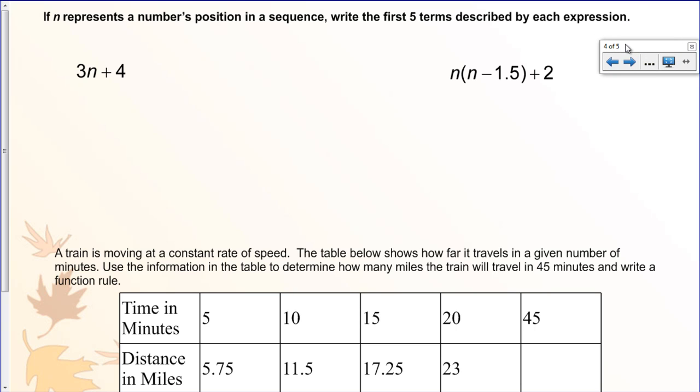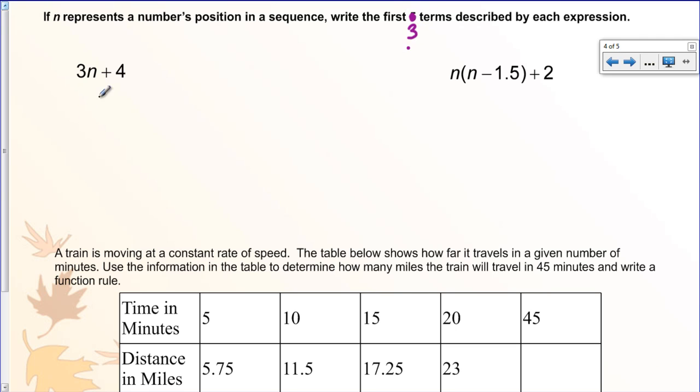I need to sneeze. I will only do the first 3 terms because the first 5 terms, you'll get the point after the first 3. Okay, so we're just going to find the first 3 terms, not the first 5 terms, because you get the point.